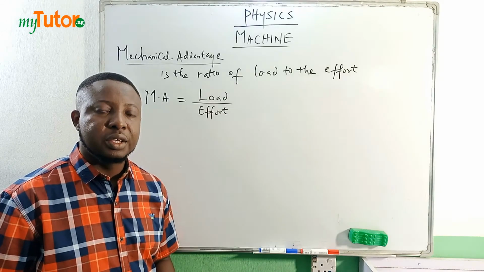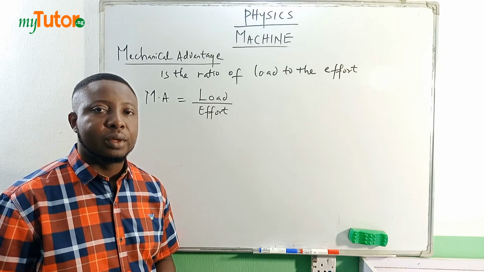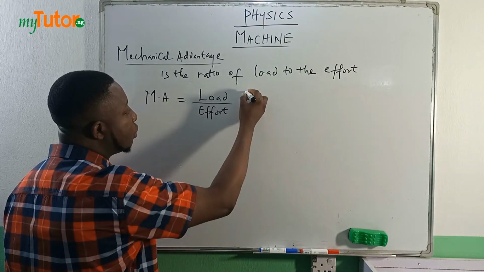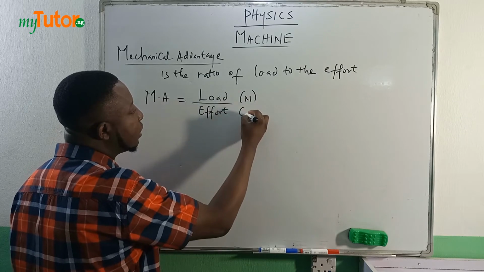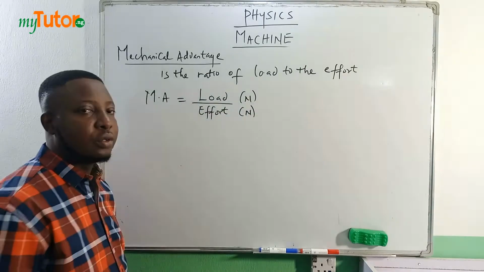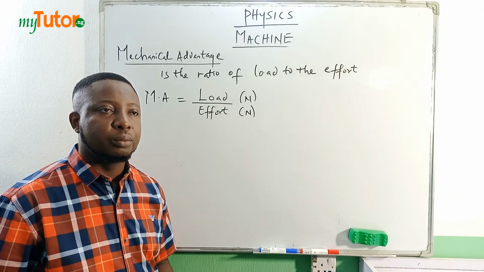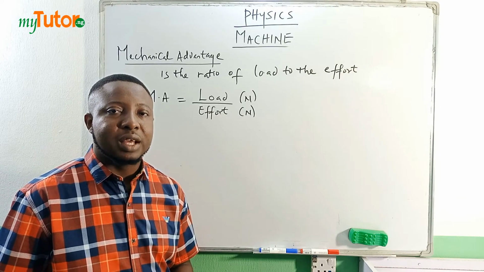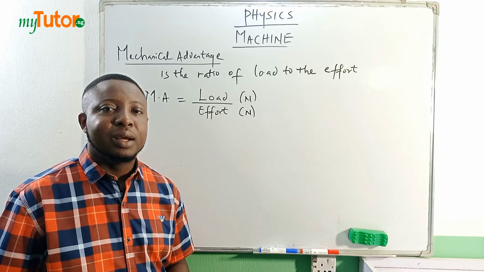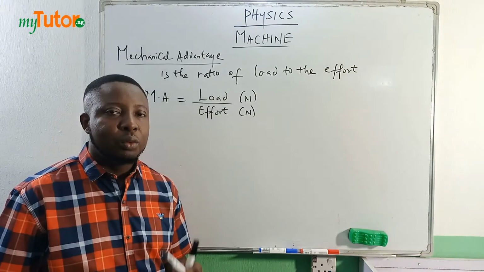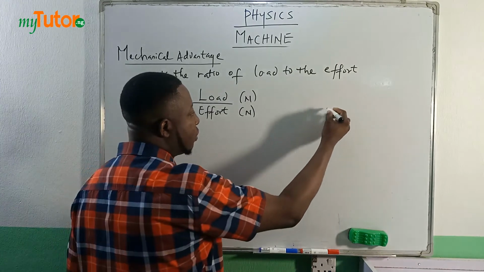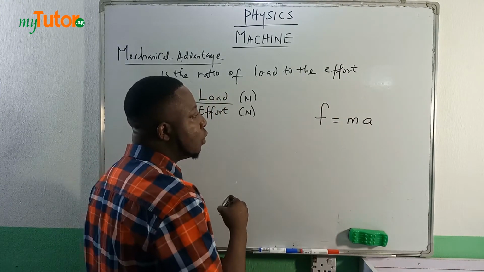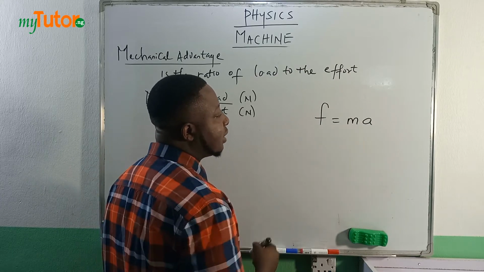The load is expressed in Newton, and the effort is also expressed in the unit Newton. What does it mean? If we are given a question and the load is expressed in kilogram, then we need to convert it to Newton with the expression that the force F is equal to the mass times acceleration.